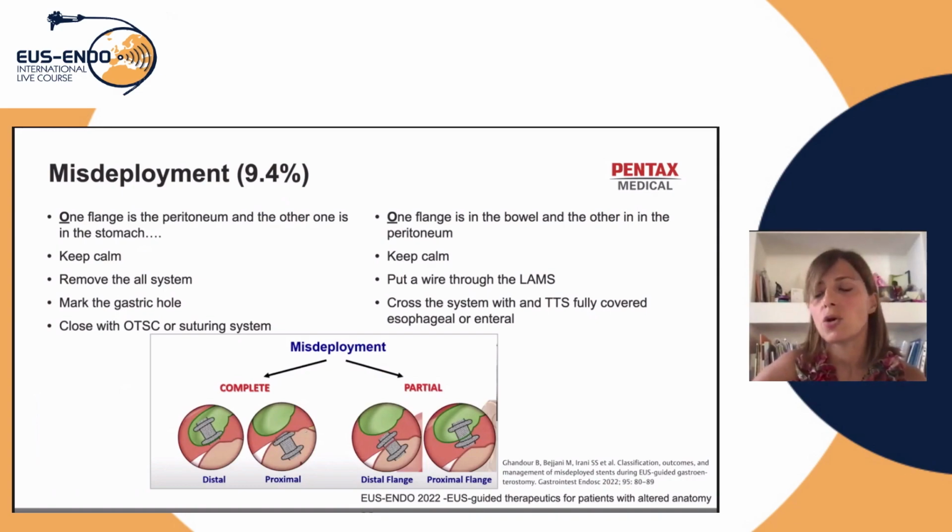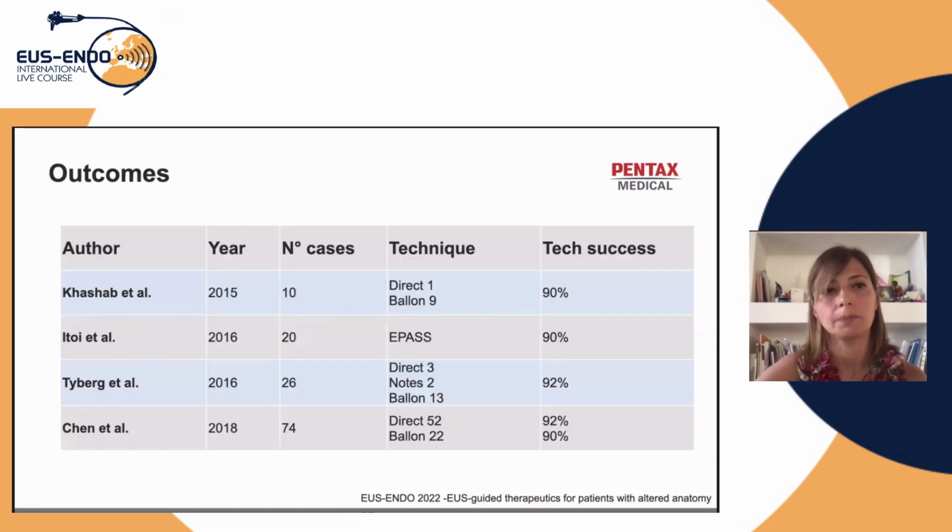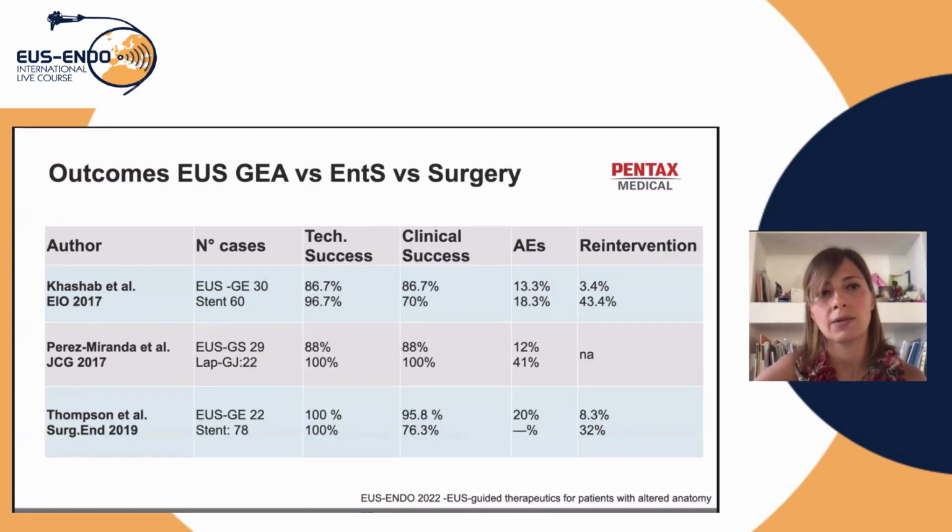Sometimes it is also suggested to use a therapeutic endoscope through the gastric hole in order to retrieve the LAMS deployed in the peritoneum. What about the outcomes? In the first series, there was no difference in the technique, however, in the technical success of the series.